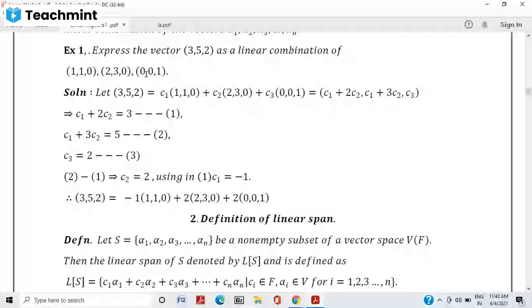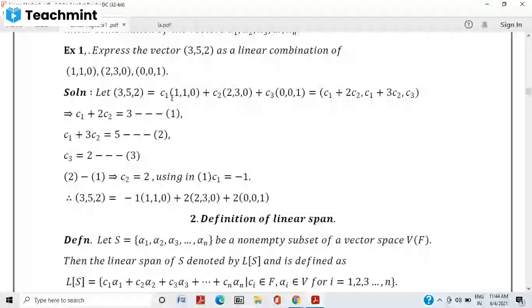Because this concept we have to use for the next topics, linear dependence and linear transformation. Then you should be thorough with this concept. How are we writing it? (3, 5, 2) as C1 alpha 1. What is alpha 1? The first element here, (1, 1, 0), plus C2 alpha 2. Alpha 2 we can take (2, 3, 0), plus C3 alpha 3. Alpha 3 is (0, 0, 1). Then how do we simplify this?